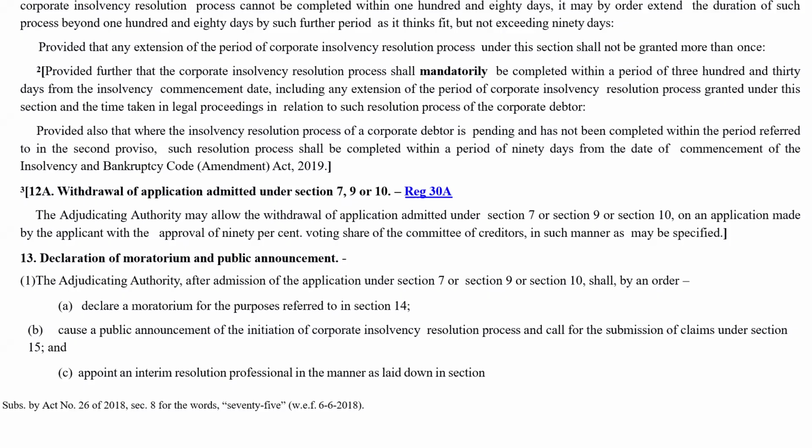The adjudicating authority, after admission of the application under section 7 or 9 or 10, shall by an order declare a moratorium. So it is something similar to a person admitted to a hospital. If a person is admitted into ICU, then nobody is allowed to disturb him, right? Similar is the situation here. Once an application has been admitted, then a moratorium shall be declared, right?